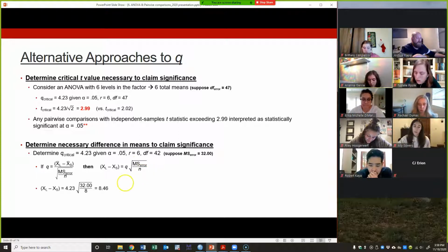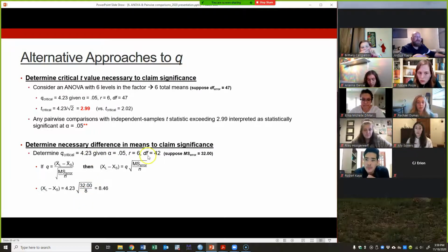Okay. And so if I do this, if my critical Q is 4.23, I plug in 4.23 and multiply that by the square root of my mean squared error over the number of people in each one of my cells, which is 8. I guess I don't know if I said that. Okay, which gives me a difference value of 8.46.